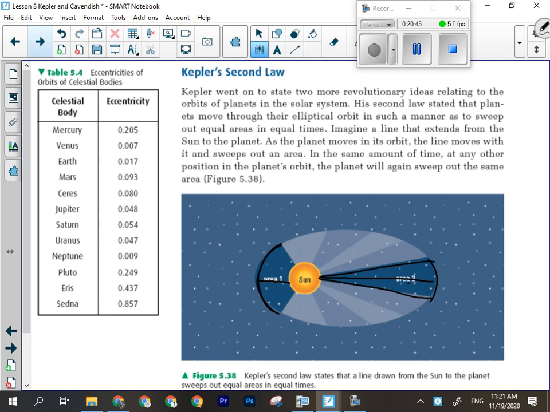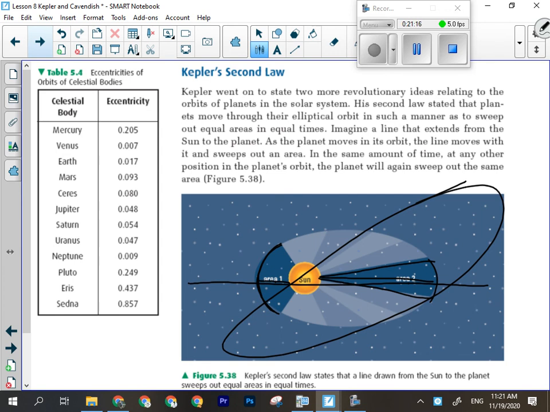25%. And not only is Pluto's orbit really elliptical, it's also slanted. All the other planets orbit like this within that plane. Pluto orbits like this. Its orbit is so elliptical that there are times in its orbit where it's closer to the sun than Neptune. It actually crosses Neptune's orbit and is closer to the sun than Neptune for parts of its orbit. That's how elliptical it is.